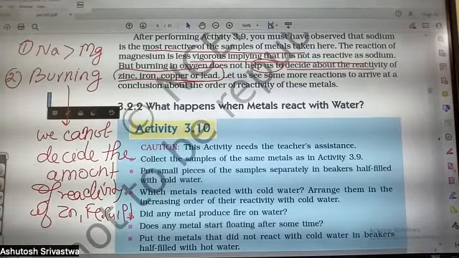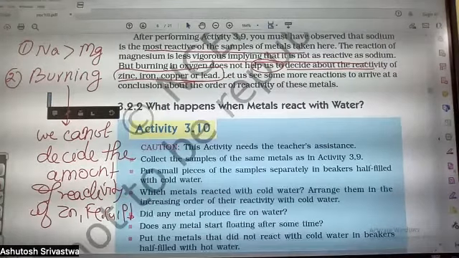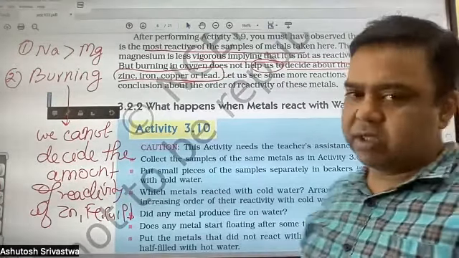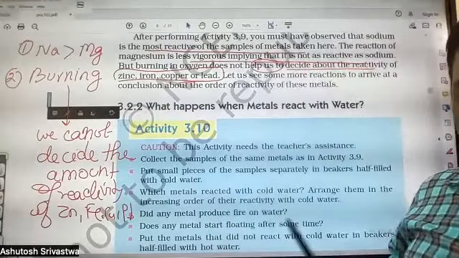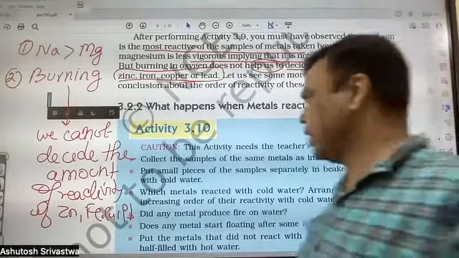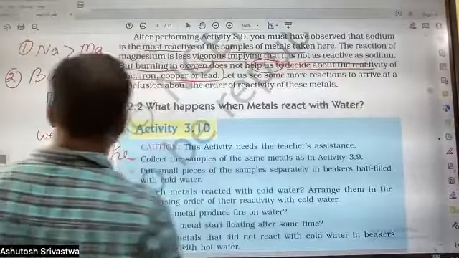Okay. So this is not a very good reaction because they normally do not react with oxygen. So reactivity is again not very fast. So we cannot decide it as per the book.